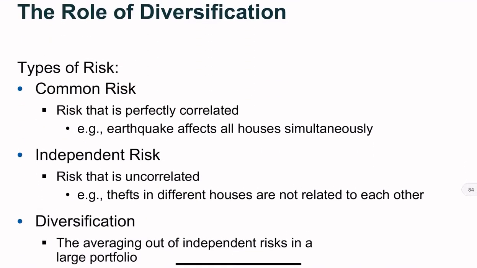Okay, now let's formally talk about common risk, independent risk, and diversification. So first, what is a common risk? Basically, common risk refers to risk which is perfectly correlated. So in our Winnipeg insurance firm example, earthquake risk is a common risk for all households, right? Because if it happens, all households will be affected. If it does not happen, all households will not get affected.